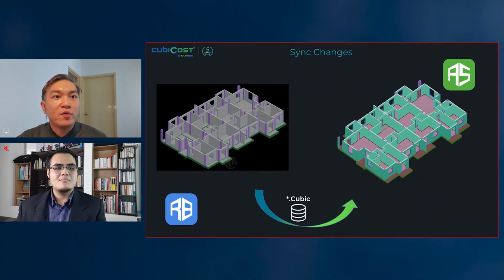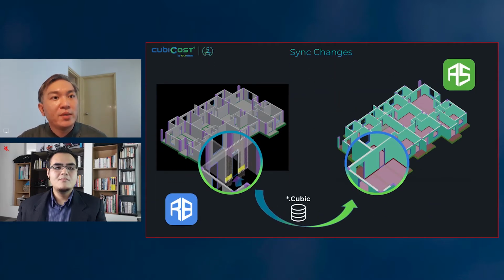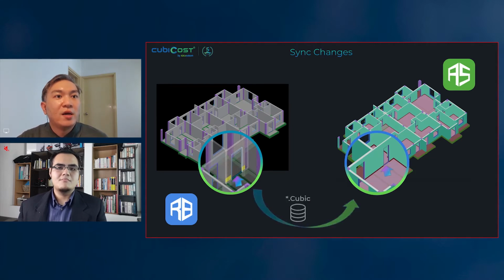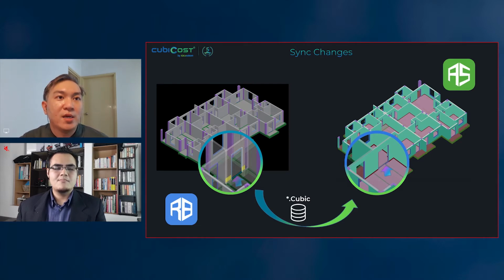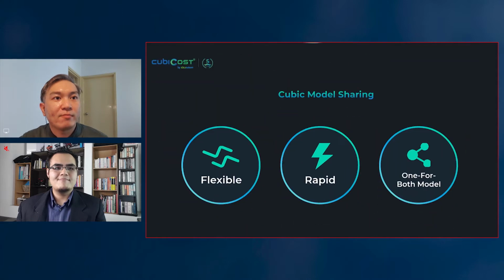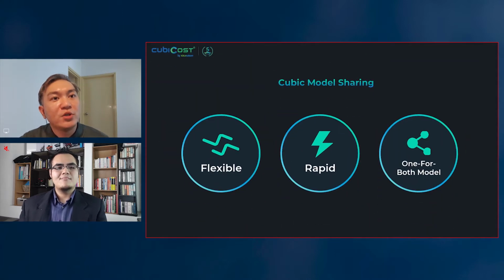So likewise, if you change the door position in TRB, or modify the door size, the changes will be automatically synchronized to the TAS model after you import the Cubic to TAS. So that is how you quickly share and reuse your model in a flexible way.